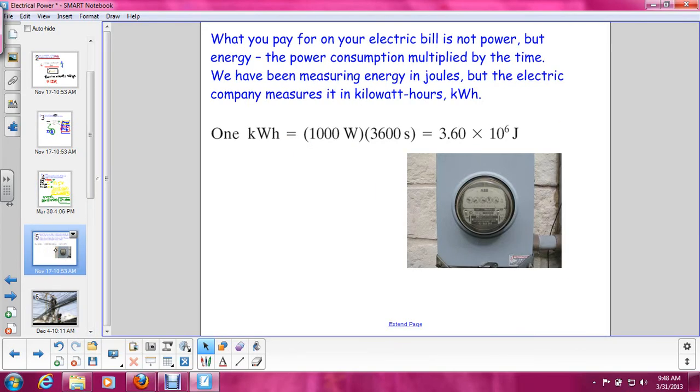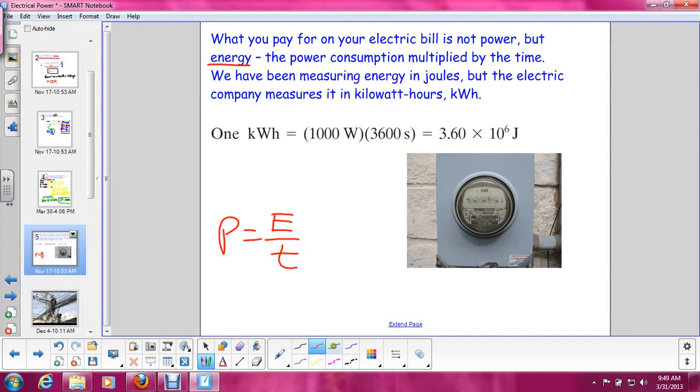It turns out that the power companies that come to your house and charge you for electricity use shouldn't really be called the power companies, because you do not pay for power. You pay for energy. They should be called the energy company. So remember, power is energy per unit time. So that means that energy is power times time. And what the electric company does is they figure out the power you consume and multiply it by how long you have consumed it, the amount of time.